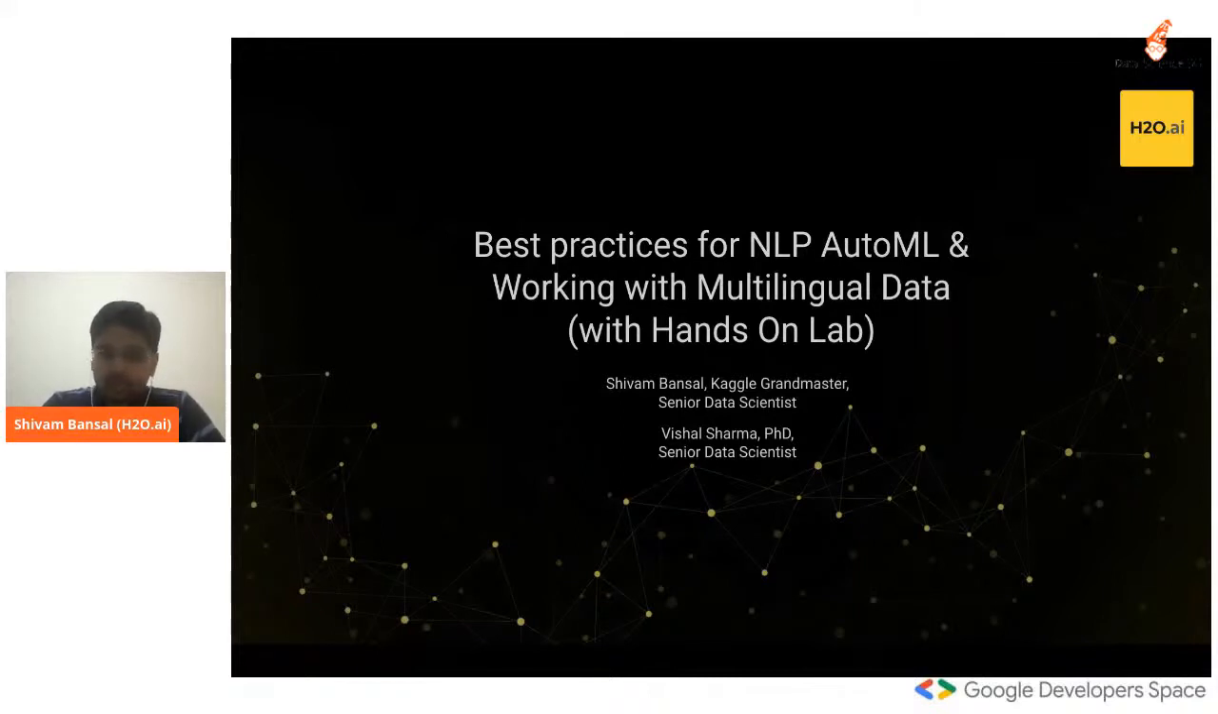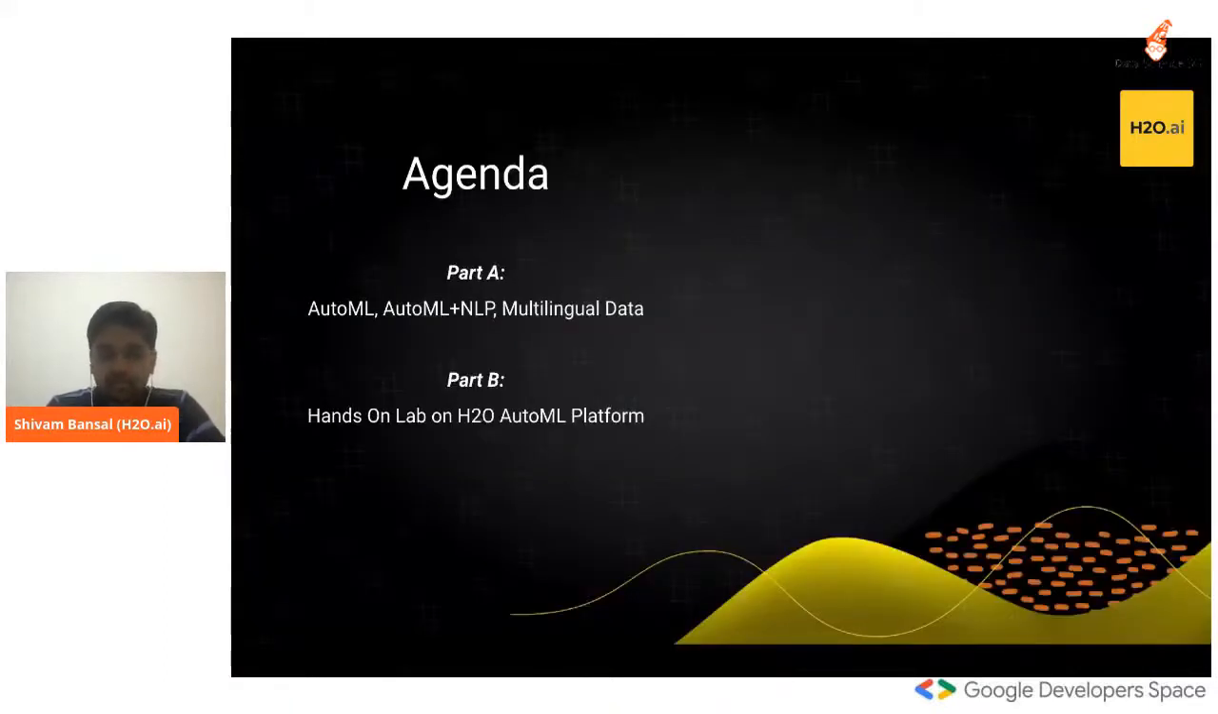This session will be followed by a hands-on lab in the end, where we can actually practice the NLP AutoML experiments with real data sets and real use cases, and all of you can also try it along with us. As I discussed, there are two parts to this session. In the first part, I'll be discussing AutoML, NLP and multilingual data, and some of the ways to work with multilingual data. It will be followed by the hands-on lab on our platform, Driverless AI.